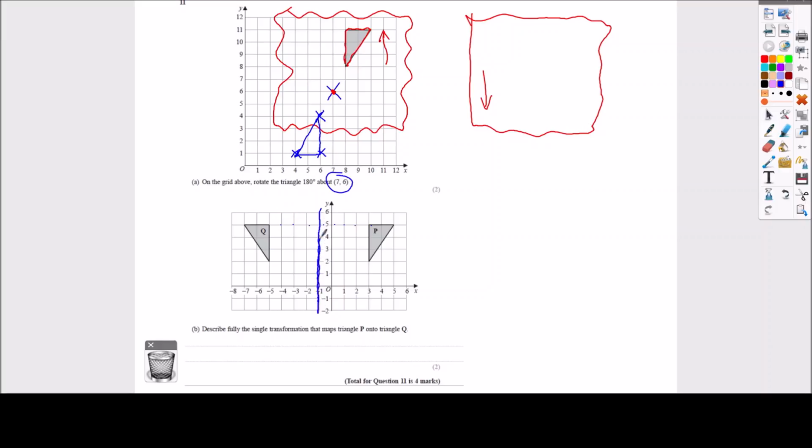So we're going to get 1 mark for saying it's a reflection, and then the second mark for saying the mirror line. Reflection in the line. Now be careful, this vertical line going downwards is x being -1. Any coordinates on that line will have an x coordinate of -1: (-1, 0), (-1, 1), (-1, 2). So this line here is the line x equals -1.